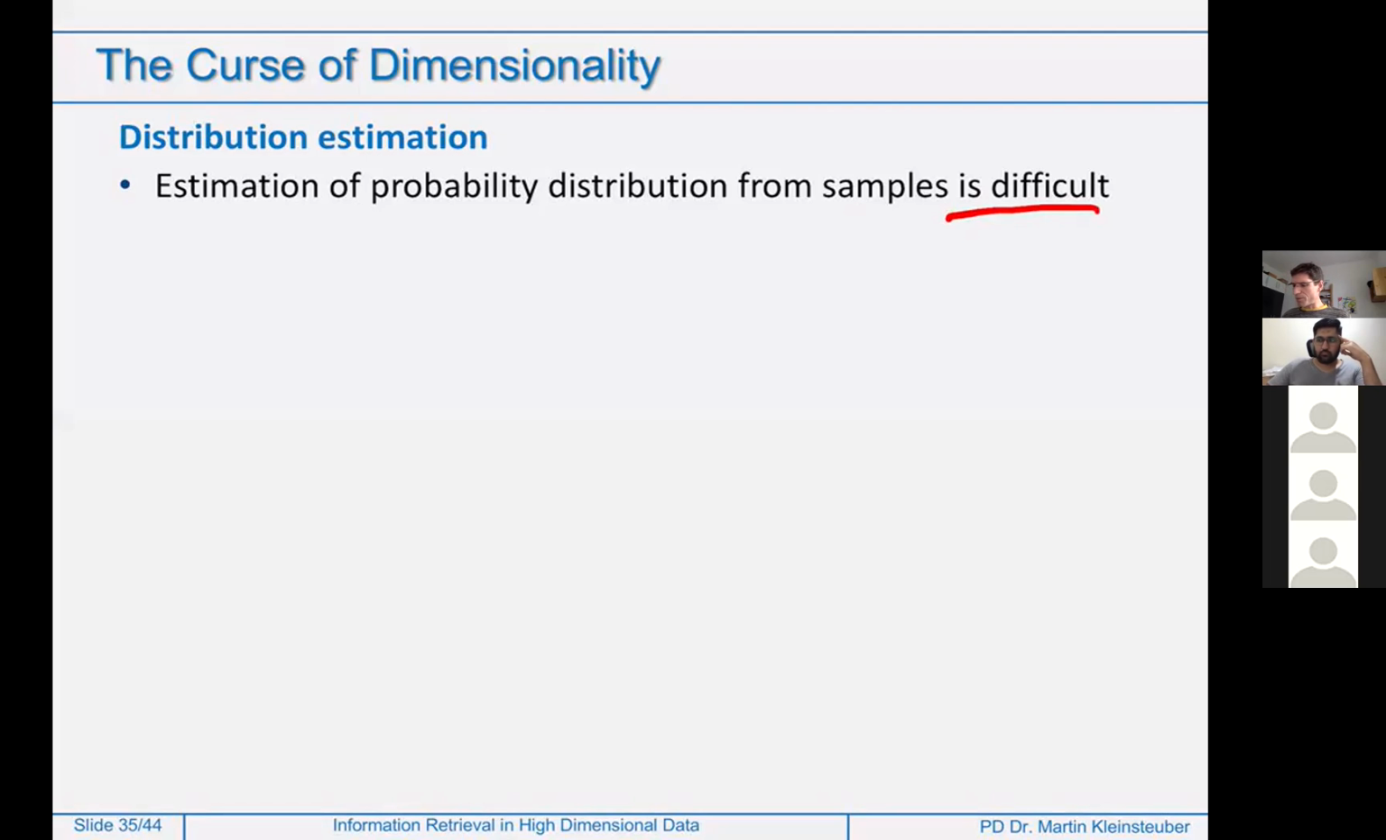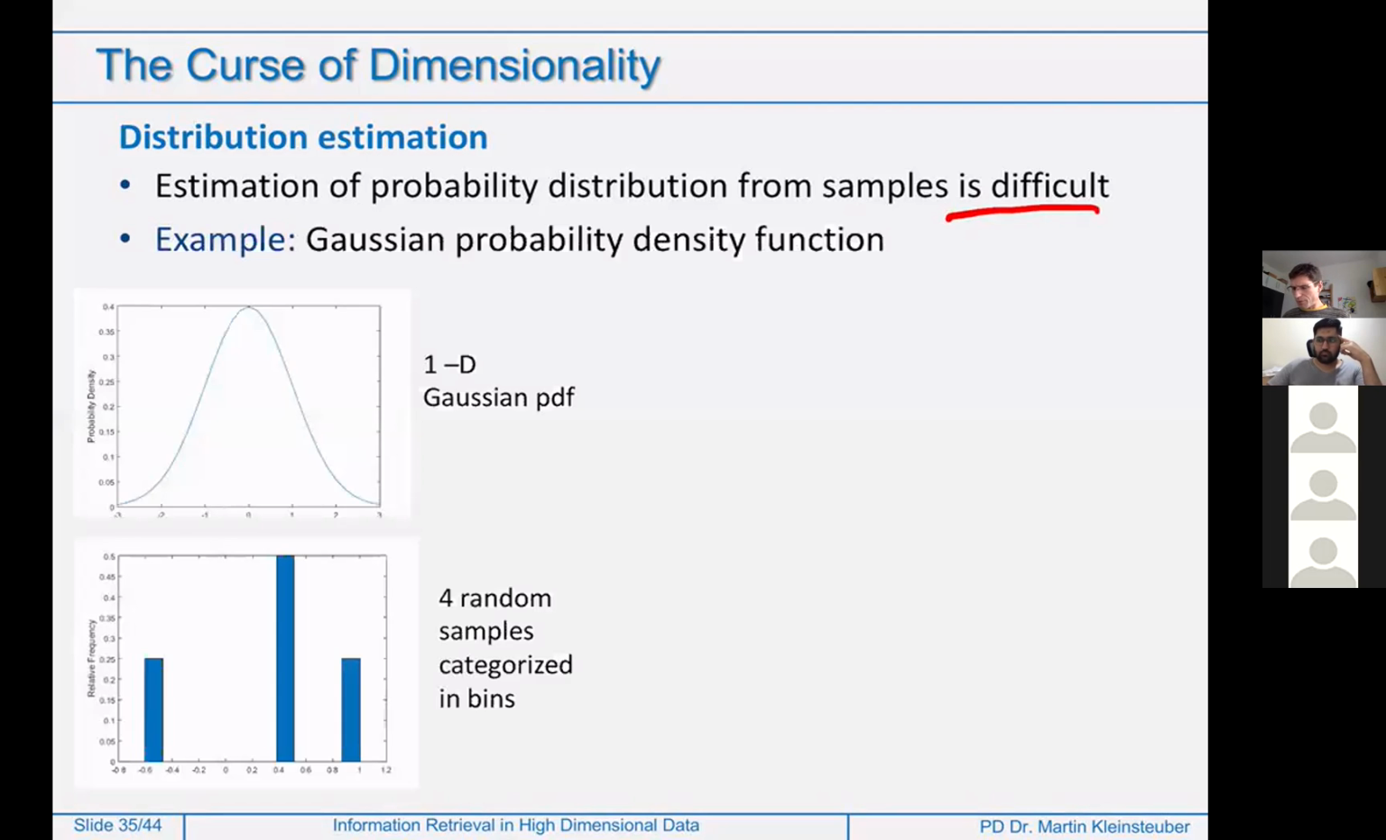You all know the 1D Gaussian probability distribution function. This is this guy here. And if you take 4 random samples from this distribution, they could, for example, look like this. So that could be 4 random samples categorized in bins from this probability density function.